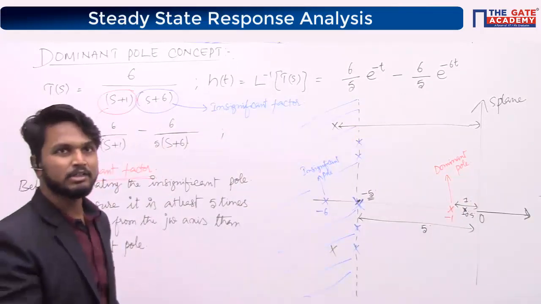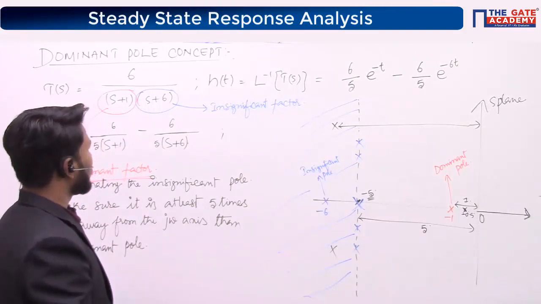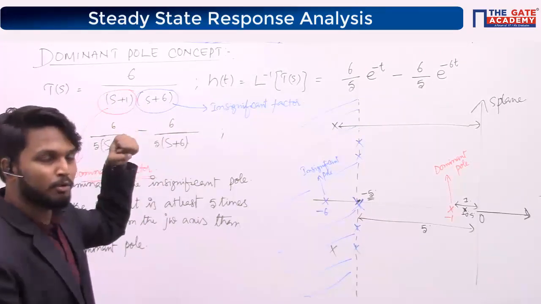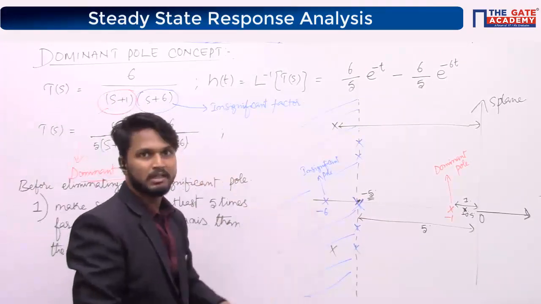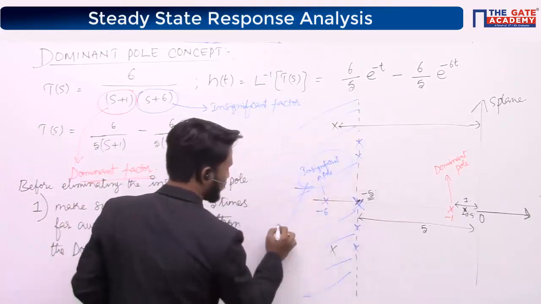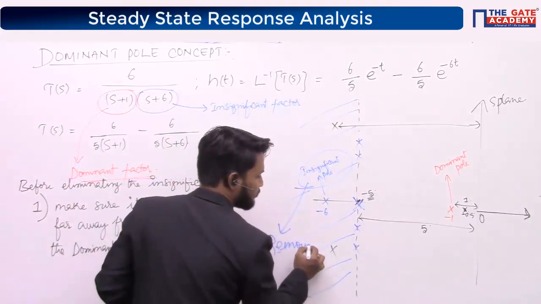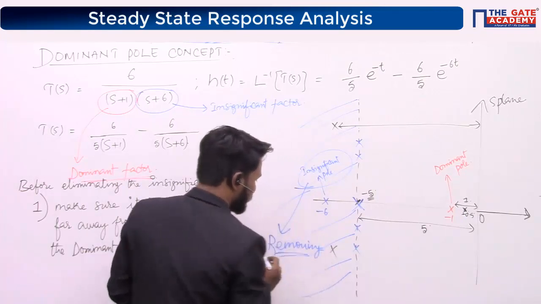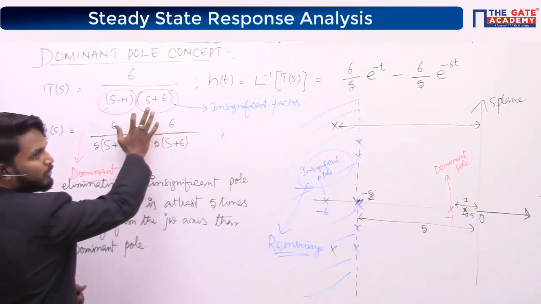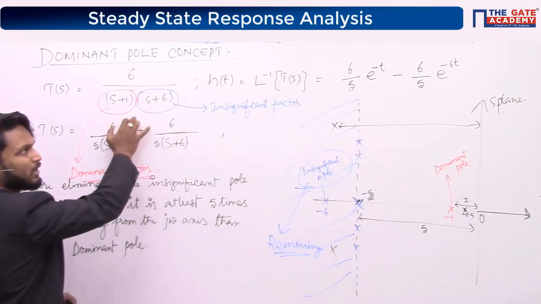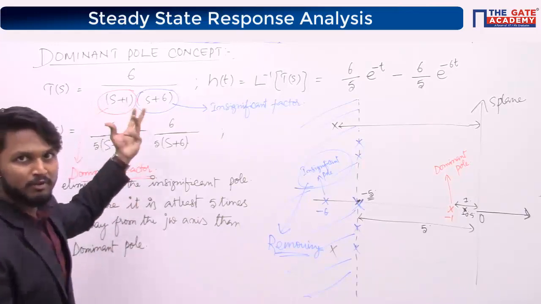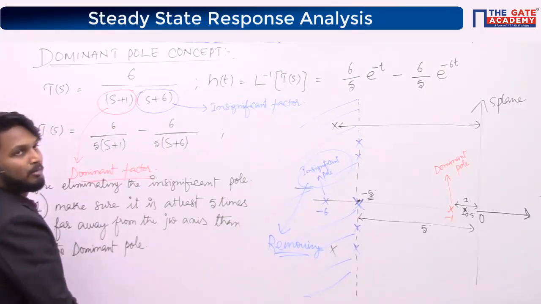And the second condition is, how are you approximating a second order system to be a first order system? By removing one pole. Which pole are you removing? The insignificant pole, right? Before removing that pole, what is the DC gain of this? The DC gain before removing the pole is 1.